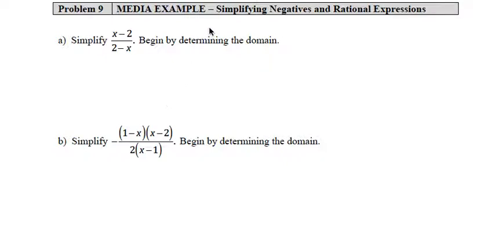We're going to be simplifying with negatives in rational expressions, and we've got two examples here. Let's take a look at the first one, x minus 2 over 2 minus x. Begin by determining the domain.